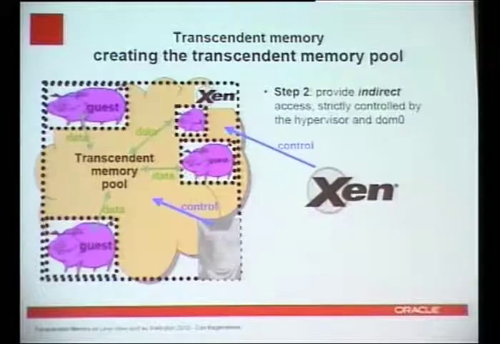Step two, we're going to provide indirect access to that pool of memory through a carefully crafted API, and that API is controlled by a set of restrictions that are imposed by the hypervisor. And that's really all there is to it, but the magic in this is really in the characteristics of the API and the semantics of the restrictions that the hypervisor imposes.